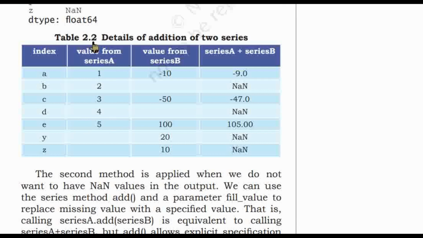Table 2.2, details of addition of two series. Index A, B, C, D, E, Y, Z. Value from series A 1, 2, 3, 4, 5. Value from series B minus 10, minus 50, 100, 20, 10. Series A plus series B: minus 9.0, NaN, minus 47.0, NaN, 105, NaN, NaN.